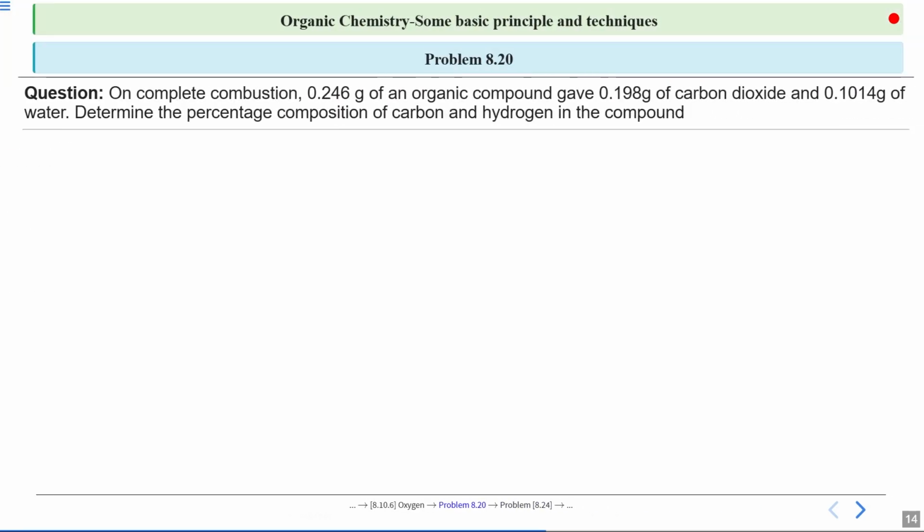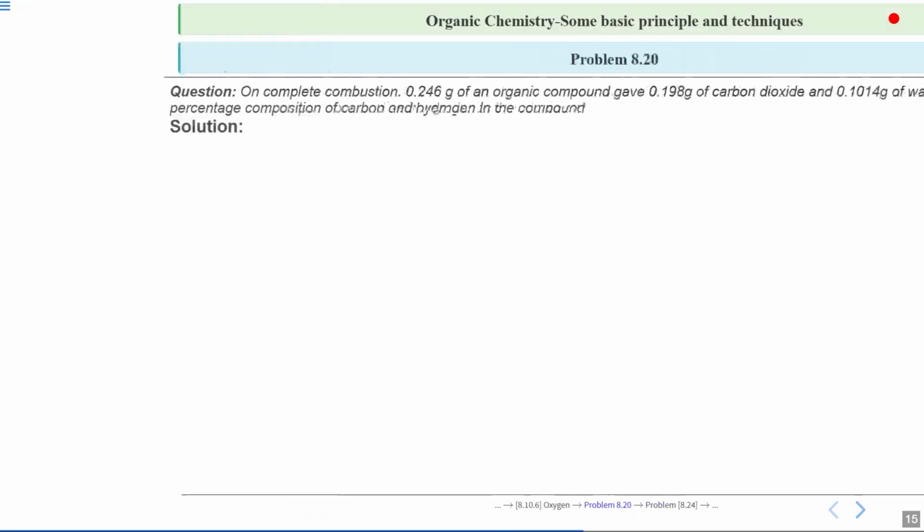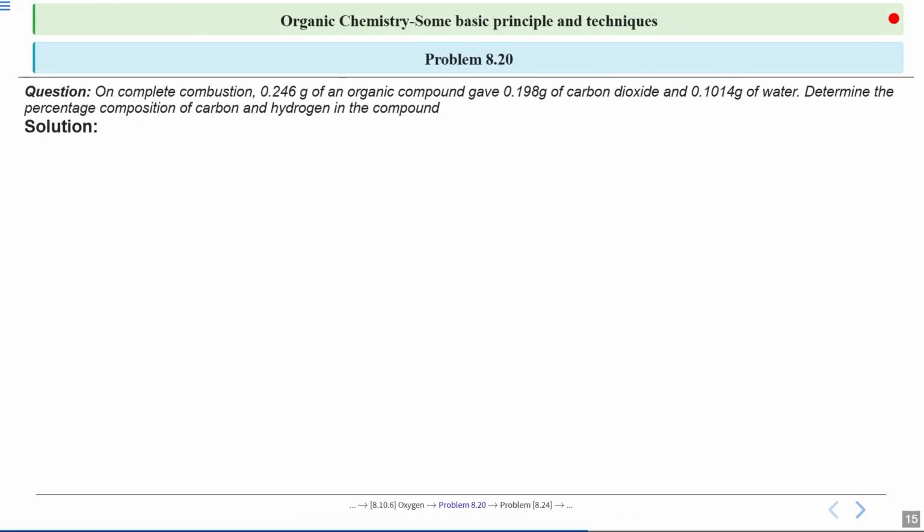Here we have a question. On complete combustion of 0.246 gram of an organic compound, it gives 0.198 gram of carbon dioxide and 0.1014 gram of water. Determine the percentage composition of carbon and hydrogen in the compound. So how will we do it? What are the things that are already given?